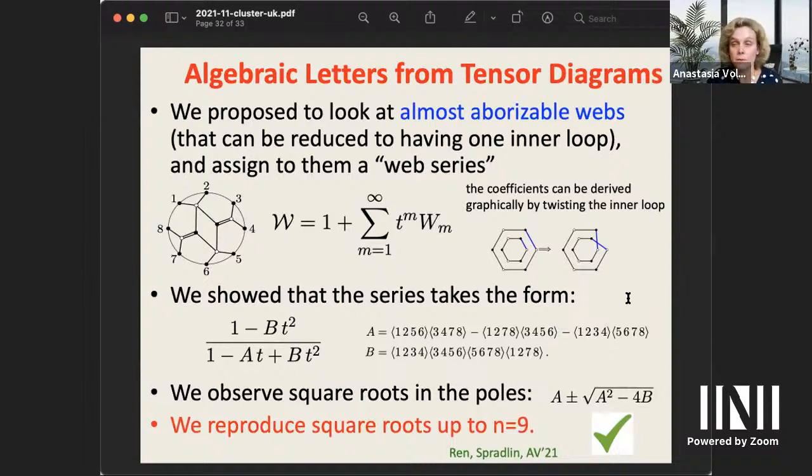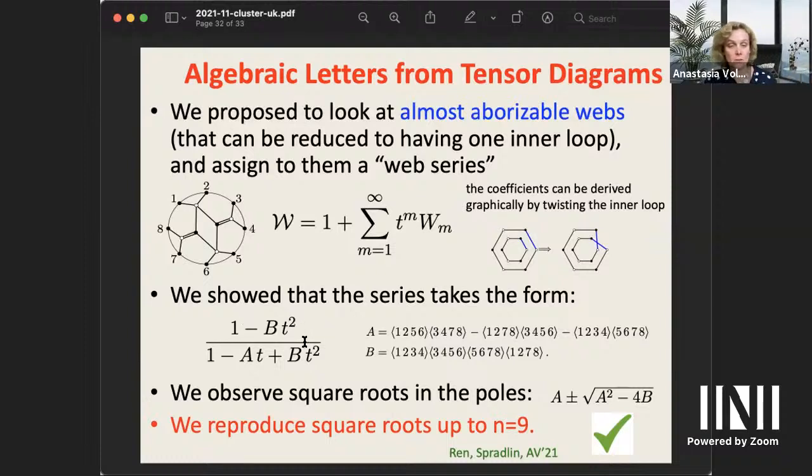So here's what we propose. In this recent paper with Li Chen Ren and Mark Spradlin, we propose the following. We look at the almost arborizable webs. These are the webs with one inner loop. And then we have a set of rules to assign to them a web series of something like this. There are some rules in our paper, you can take a look. And we are able to resum this series, and then we show that the series has the following form.